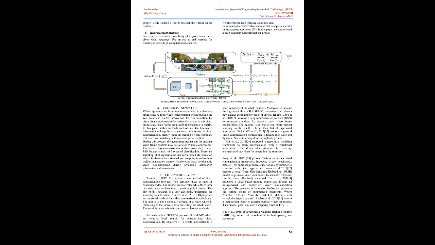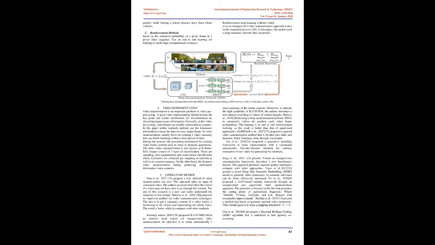4. Video representation. Video representation is an important problem in video pre-processing. A good video representation should include the key points and useful information for discrimination, while discarding unnecessary information. Generally, in video processing, video frames are usually represented as a matrix. In this paper, the author's method uses the luminance information to keep the data in every single frame.